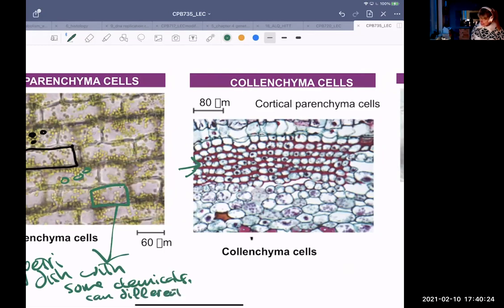Can differentiate into many kinds of cells. Yeah. What else happens? I'm just going to concentrate on parenchyma for a second.